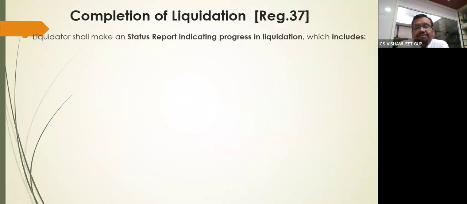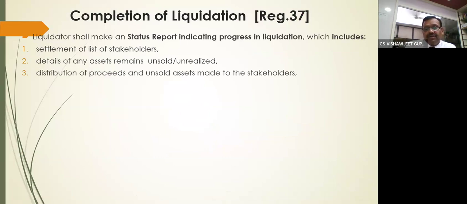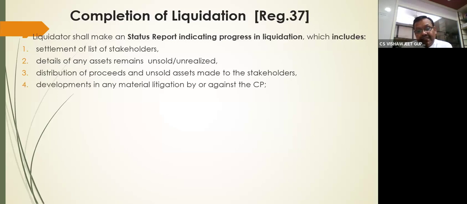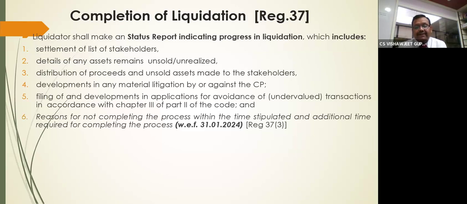The liquidator shall make a status report indicating progress in the liquidation. So he will make the status report by holding the meeting of the stakeholders after 270 days or 90 days, which includes the list of stakeholders, how many stakeholders have been settled, details of any assets that remain unsold or unrealized, distribution of proceeds and unsold assets made to stakeholders, developments in any material litigation by or against the CP, filing of and developments in the applications for avoidance of undervalue transactions in accordance with Chapter 3, Part 2 of the Code, and reasons for not completing the process within the time stipulated and additional time required for completing the process. So in the status report, he will mention all these details.